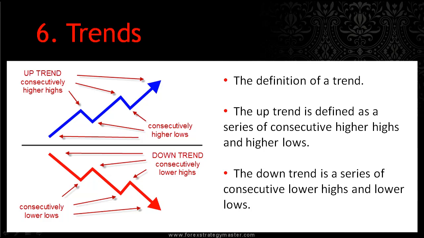The red arrow is a downtrend. This is the exact opposite. We see a series of consecutive lower highs, so each high being made is lower than the previous high, and a series of consecutive lower lows. So each low that's being made is lower than the previous low.